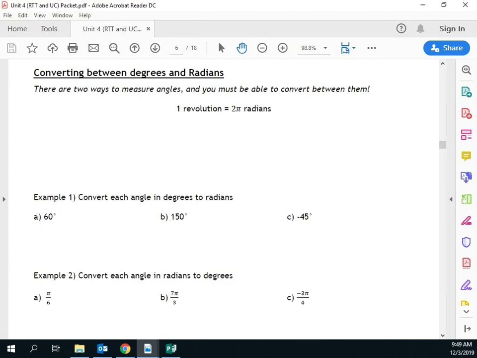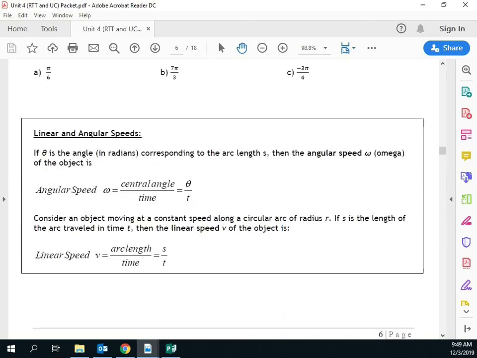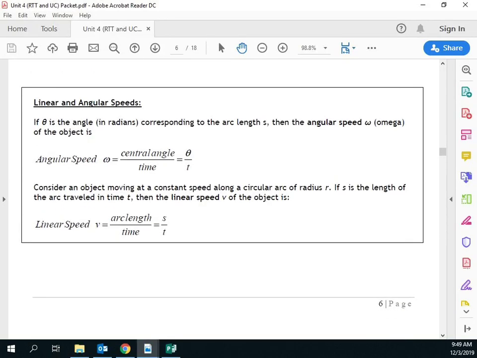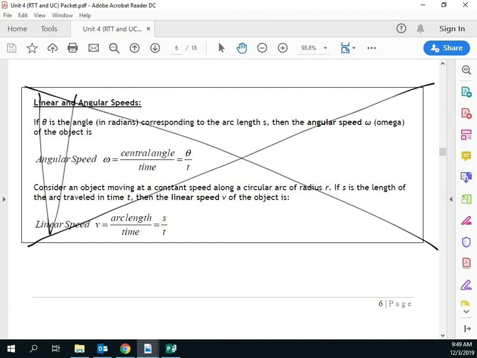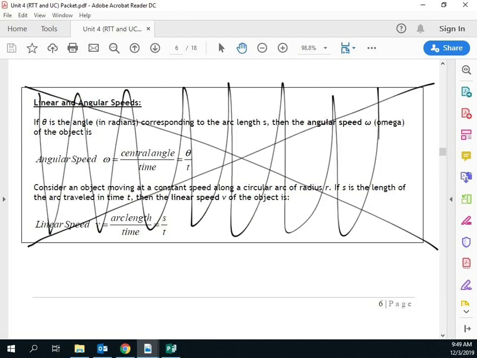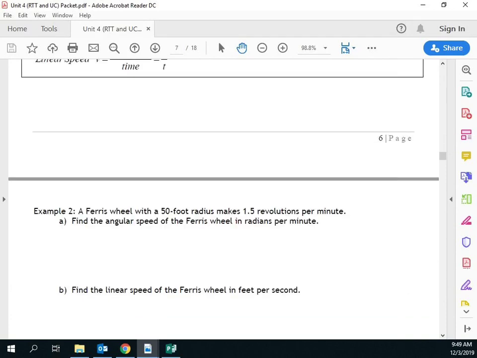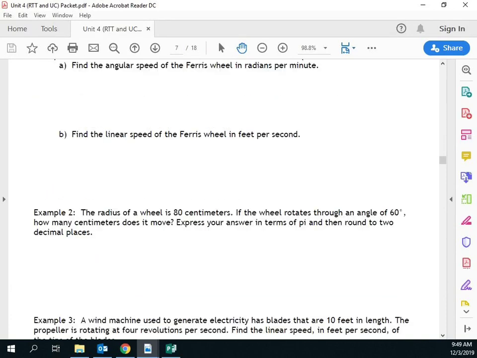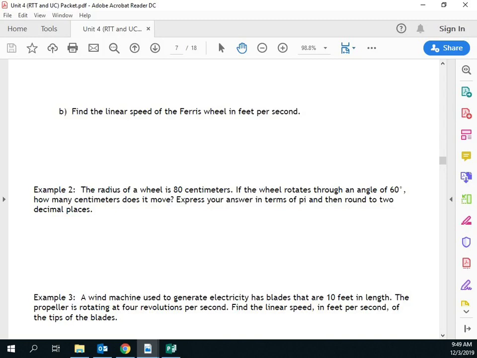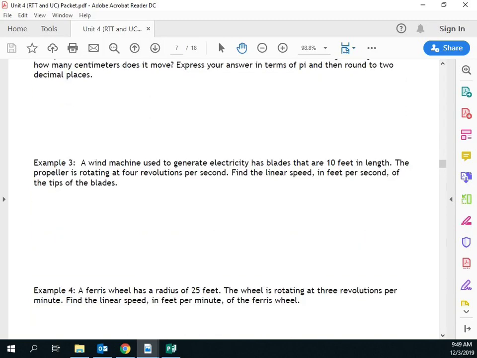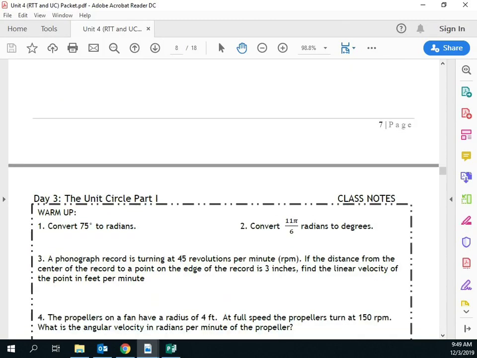All right. We are going to, and I'm so glad we're doing this, do away with linear and angular speeds. Which means example 2 and the other example 2, example 3, 4 are all gone, and that ends for today.